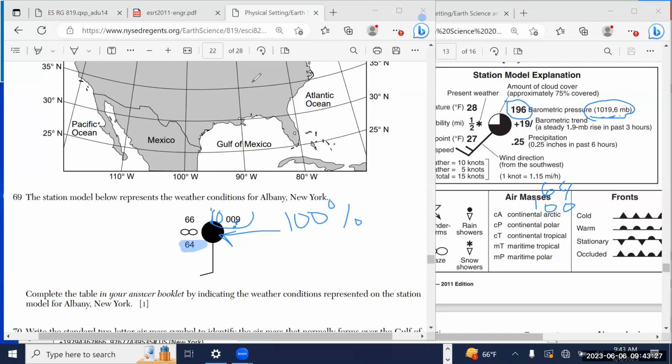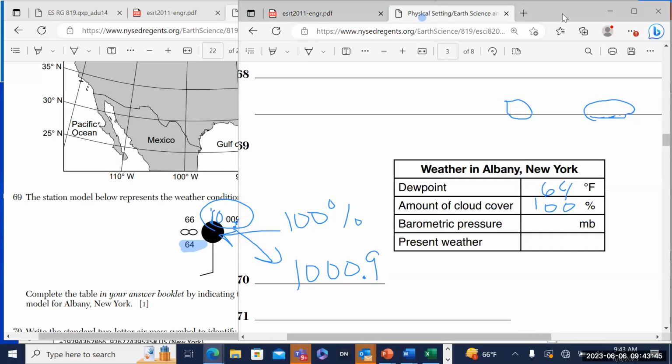So then when I do my full number, the 10 in front, and add a decimal between the second and last number, your answer ends up being 1000.9. All right. Last is the present weather.